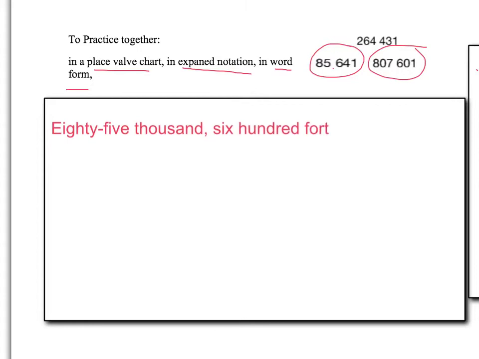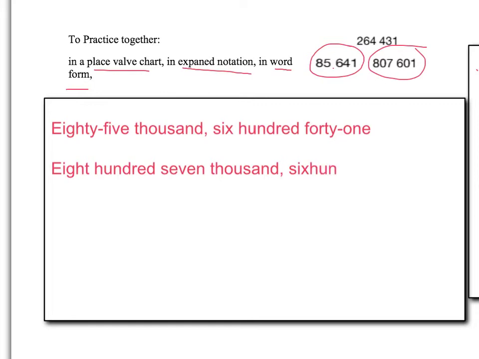Now 640, hyphen, because it's a 2-digit number, 641. And 800, 7, and that's in the thousands period, so 1,000, comma, because that's the end of that period, 600, oops, not one word, 601. That would be word form for those two.